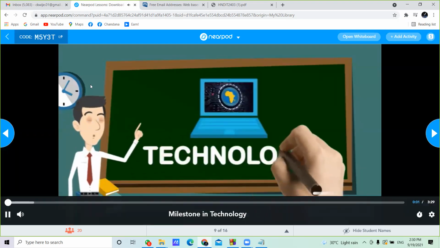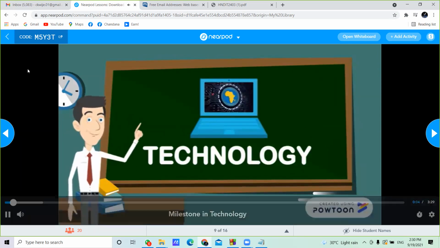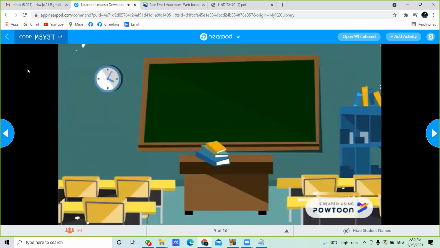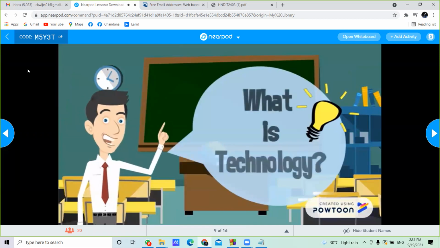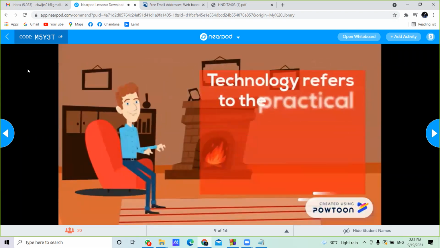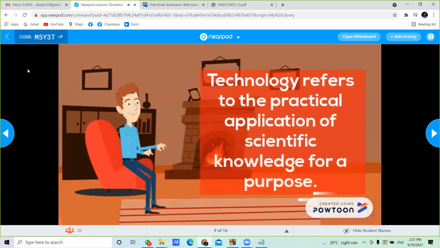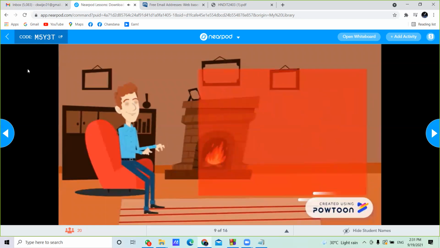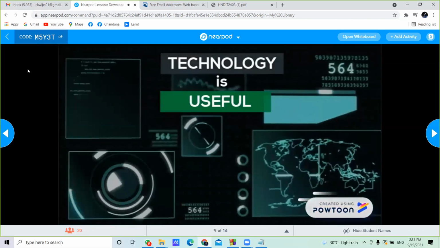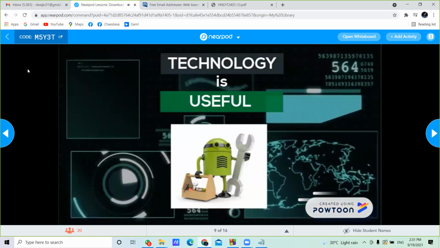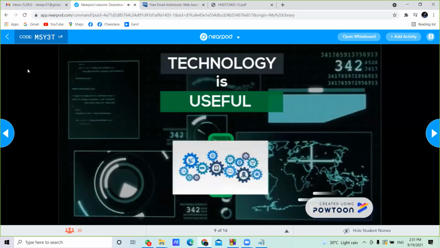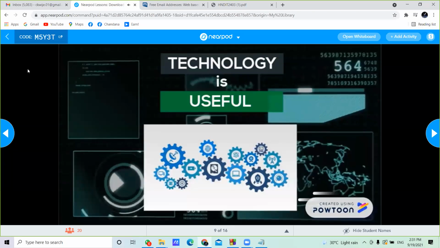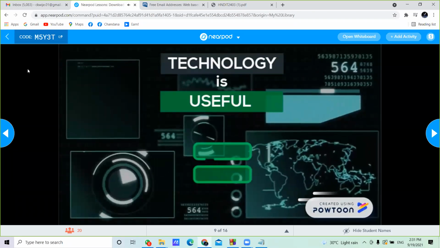Hey guys, today we are going to talk about technology, so let's start. But first, let's define technology. Technology refers to the practical application of scientific knowledge for a purpose. Technology enhances the usefulness of goods and services in a safe manner. It aims at creating value. Technology helps us make work easier. It can help us in many ways possible.